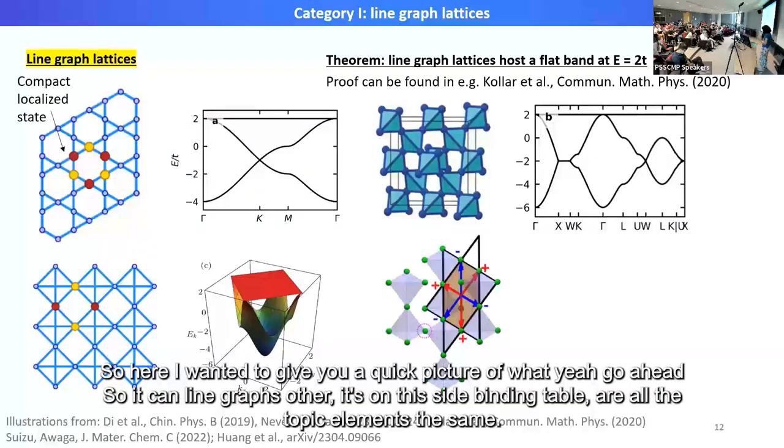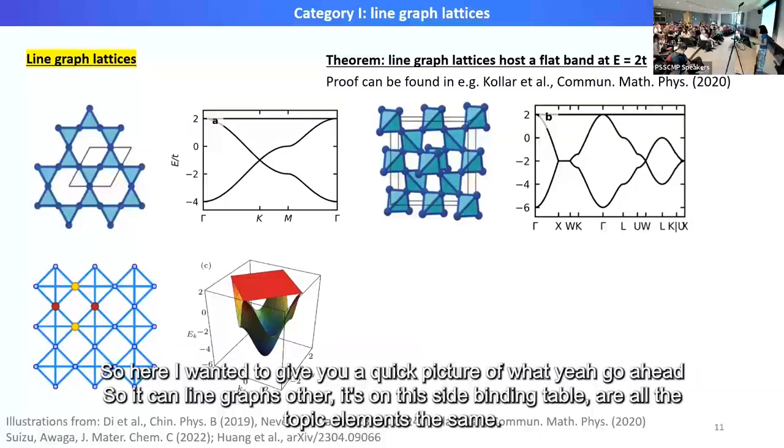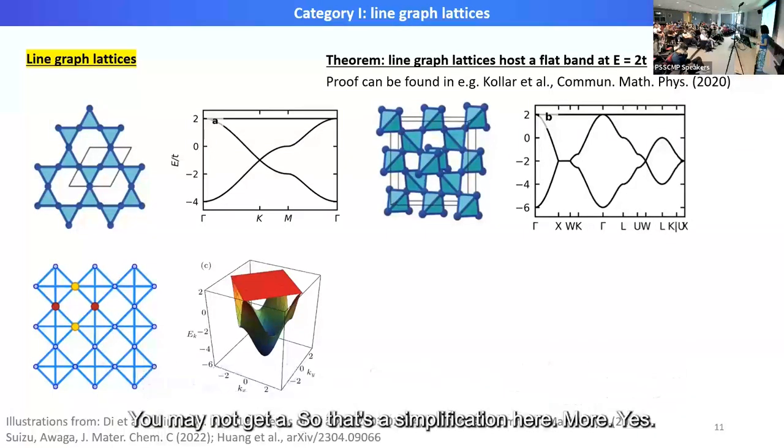So here I wanted to give you a picture of what's, yeah, go ahead. So in line graphs, this tight binding Hamiltonian, are all the hopping elements the same? Yes, if they're different, we may not get a flat band. Correct. Yeah. So that's a simplification here.